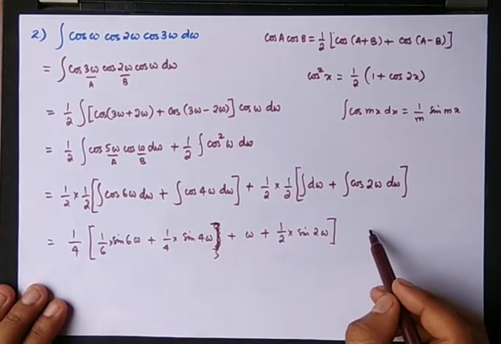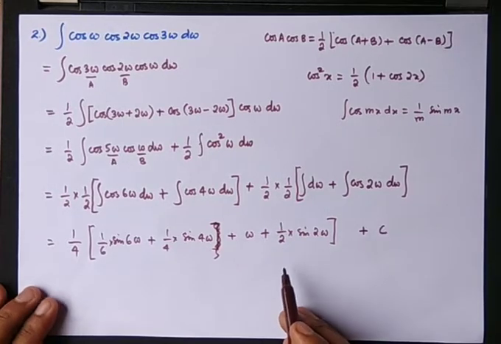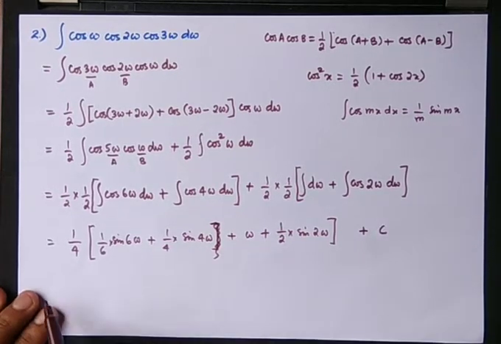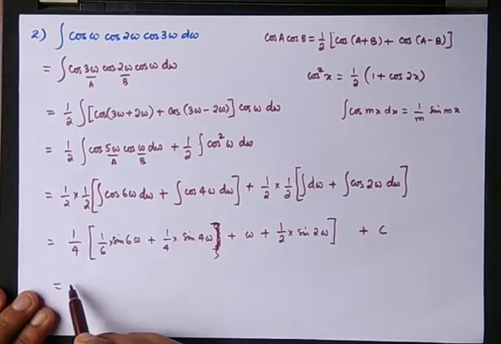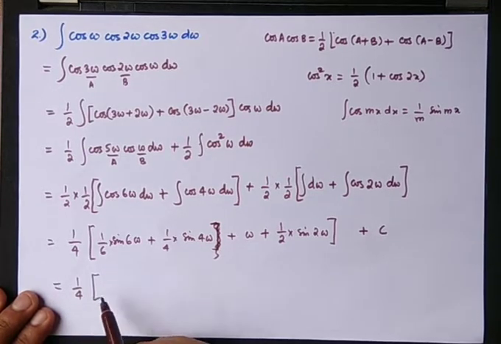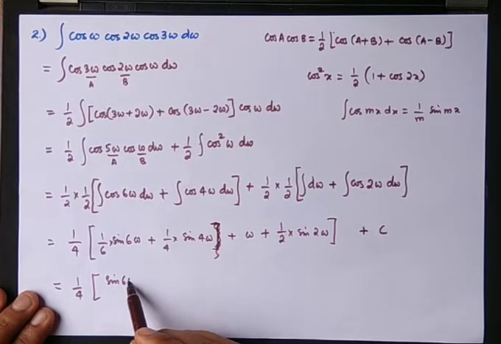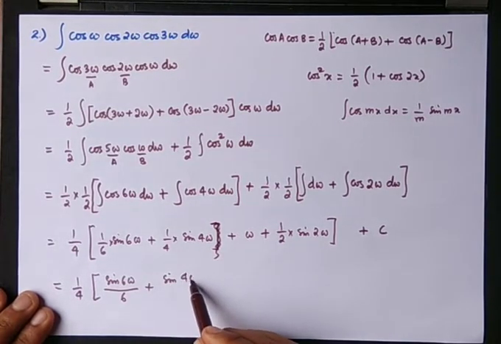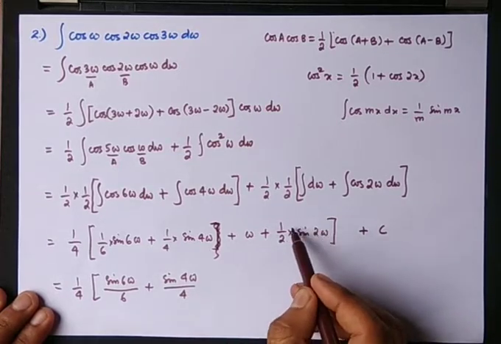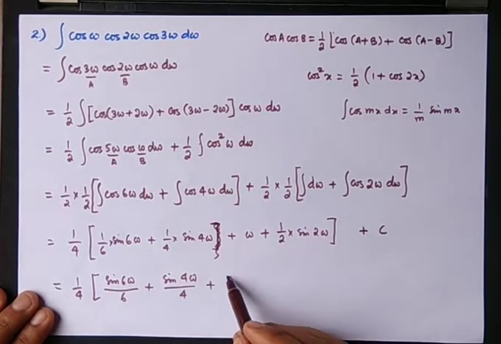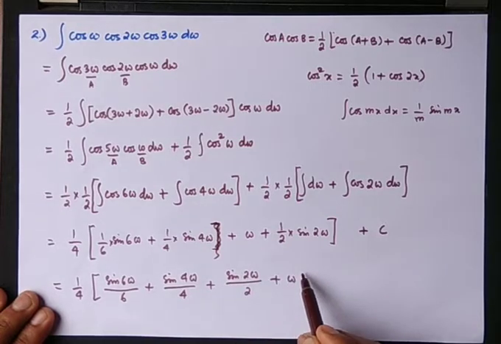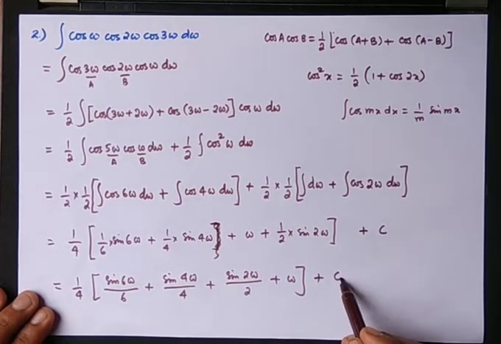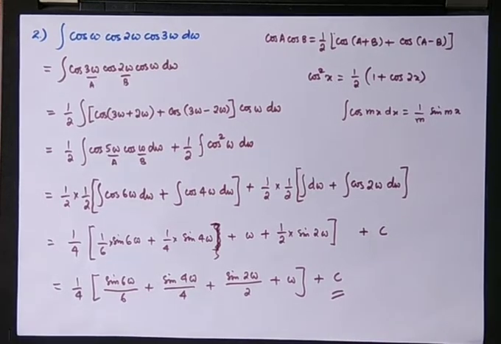Since we have finished the integral part, we'll put the constant of integration out here. So let us simplify this further. We have 1 by 4 into sine 6 omega by 6 plus sine 4 omega by 4. Let's write this in front. So we have sine 2 omega by 2 plus omega at last with the constant of integration. So this will be the answer. So pause the video to note down.